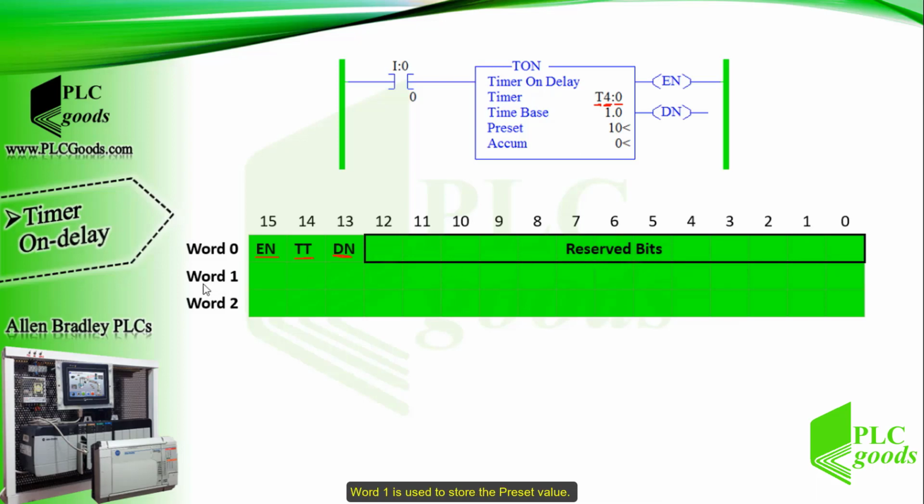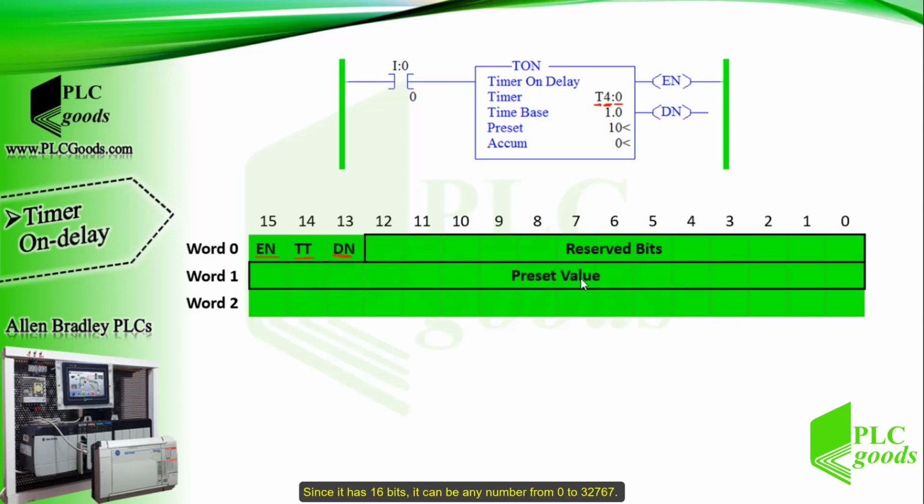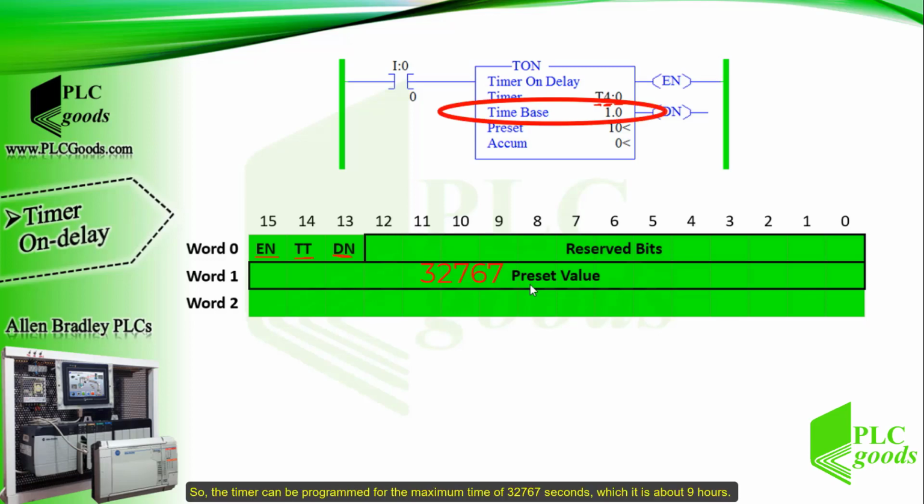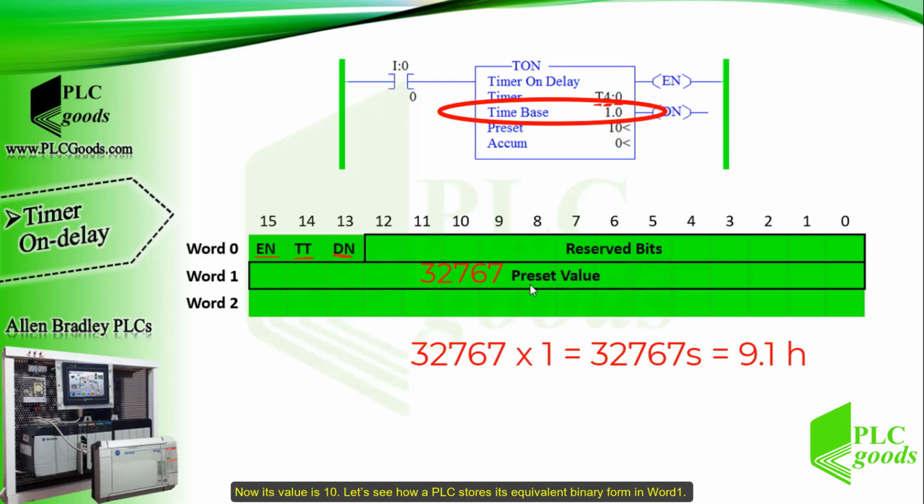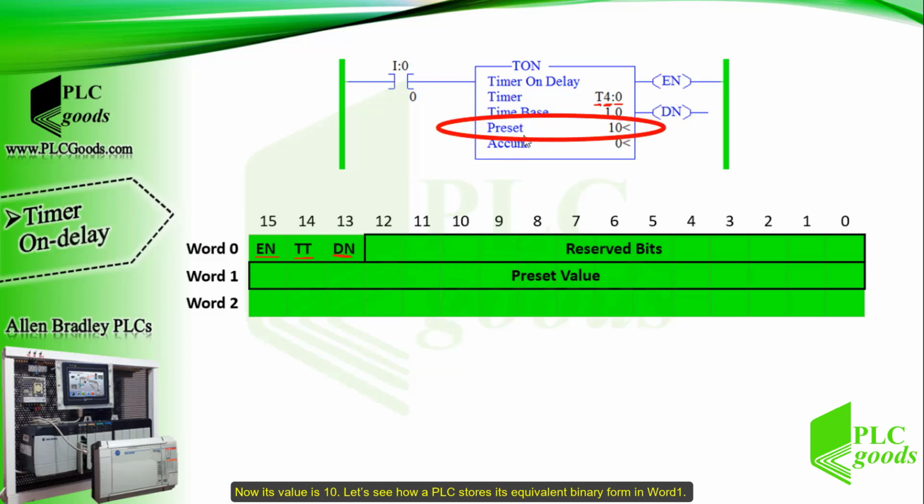Word 1 is used to store the preset value. Since it has 16 bits, it can be any number from 0 to 32,767. Now the time base variable is equal to 1 second, so the timer can be programmed for the maximum time of 32,767 seconds, which is about 9 hours. Now its value is 10. Let's see how a PLC stores its equivalent binary form in word 1.